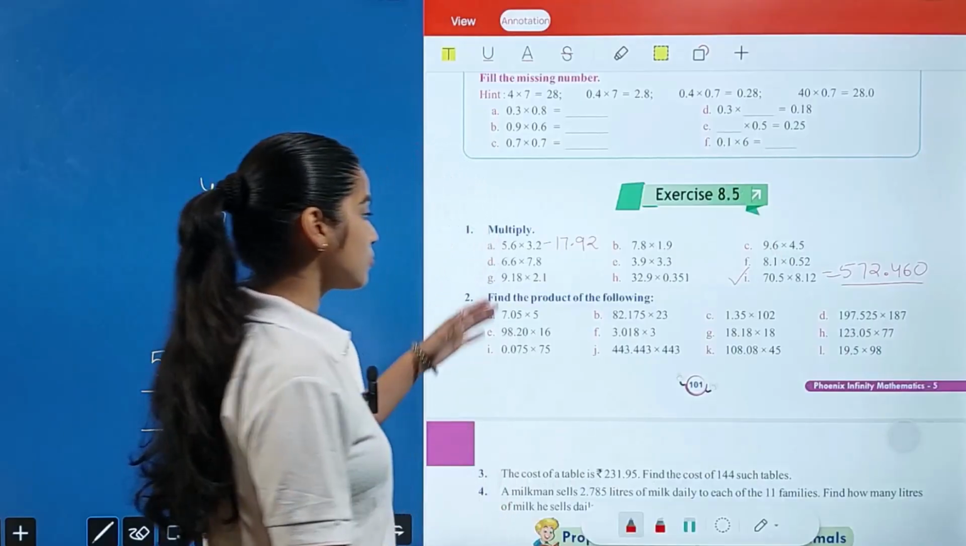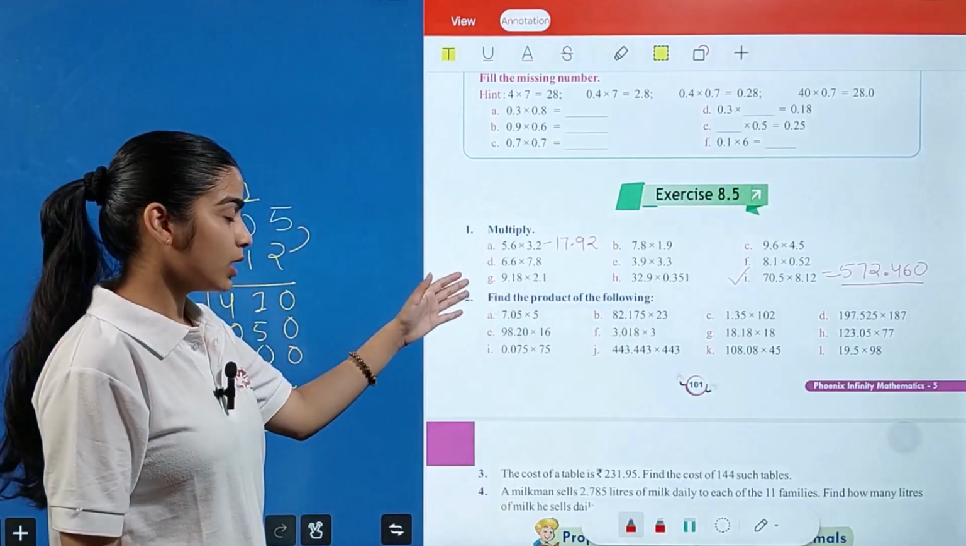Find the product. So students, you can do the rest of the parts in question number 1 as I do similarly.